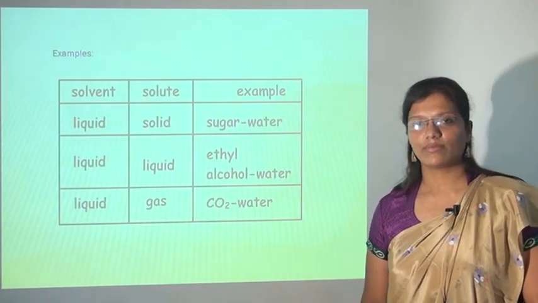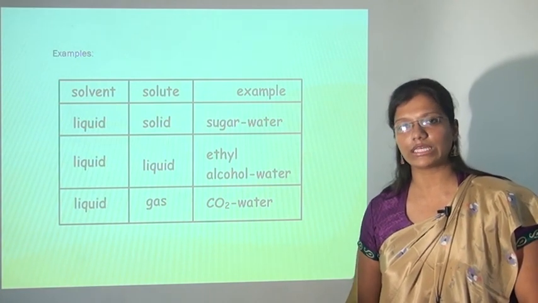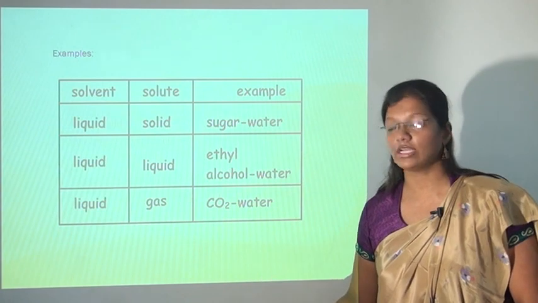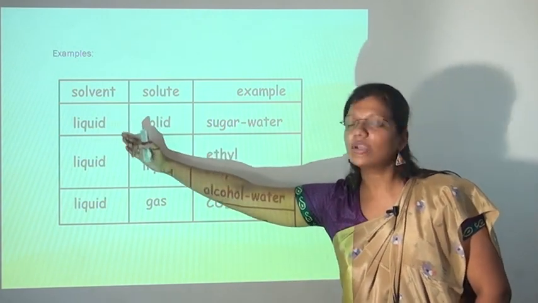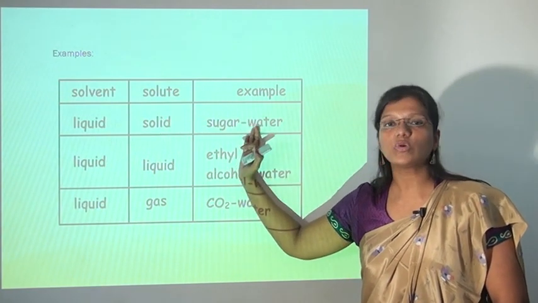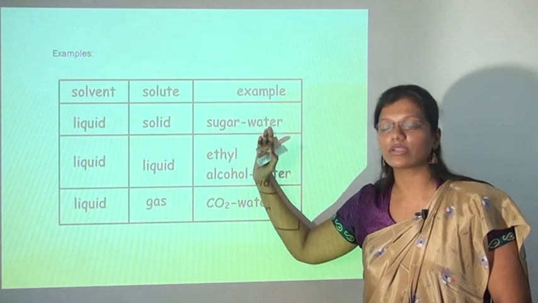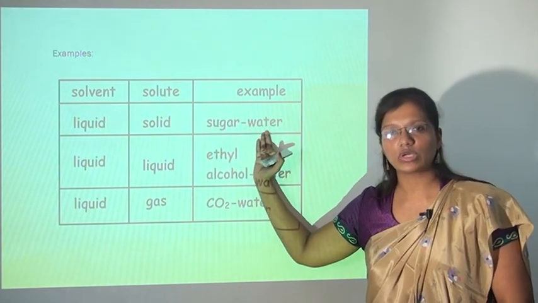Now a few examples are given of how different types of solutes and solvents together form solutions. When you take a liquid as a solvent and a solid as a solute, how do you get your solution? That is sugar water. The example of that type of solution is a sugar water solution.